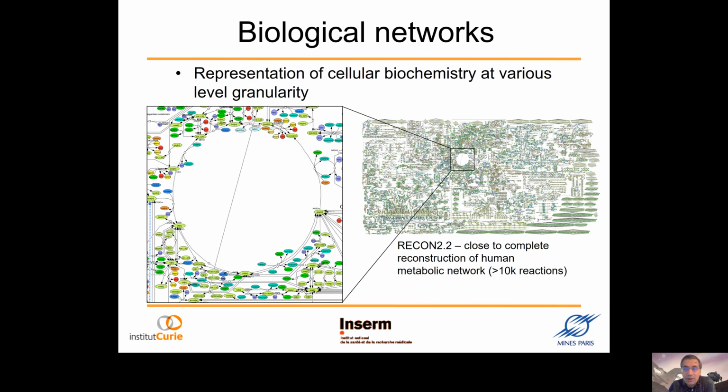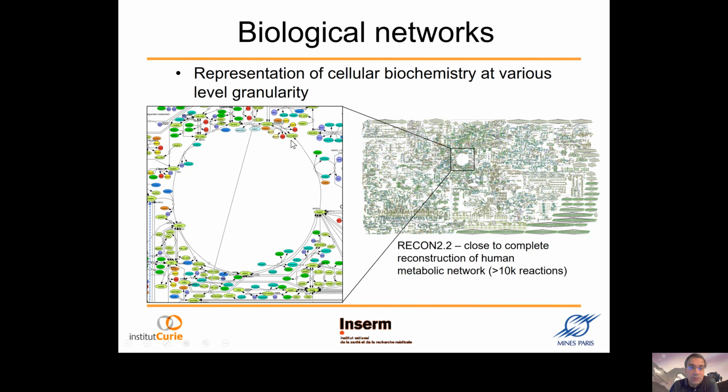One of the examples of such a graph or such a representation is this RECON database, which is close to a complete reconstruction of the human metabolic network. So currently, this reconstruction contains more than 10,000 biochemical reactions, and each biochemical reaction connects a set of incoming metabolites with a set of outgoing metabolites. So it converts a set of metabolites into a set of metabolites. And all these reactions are connected together.